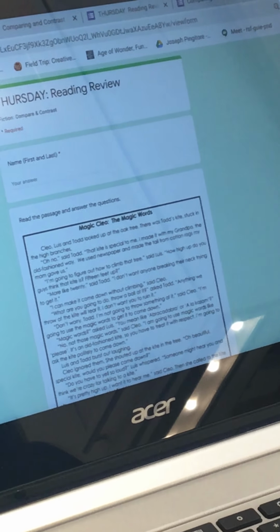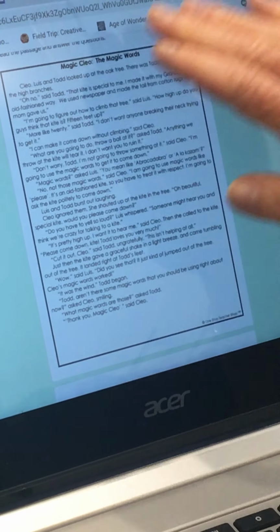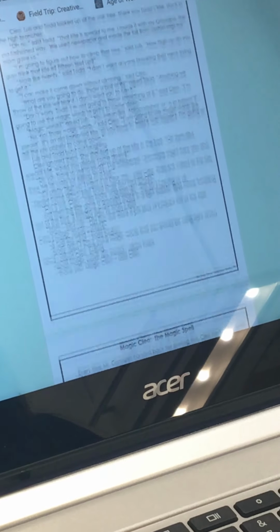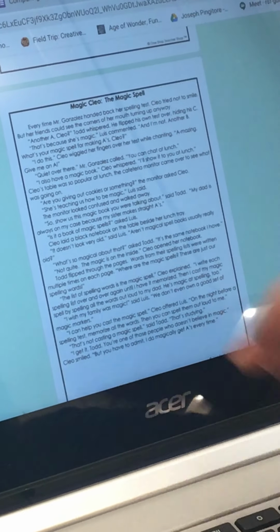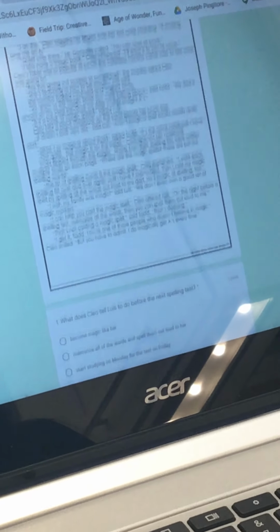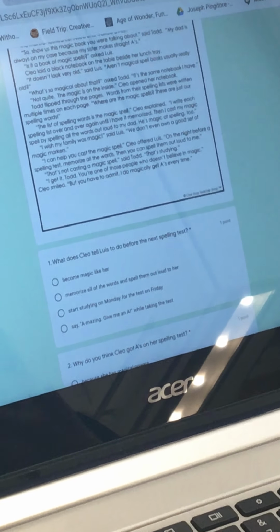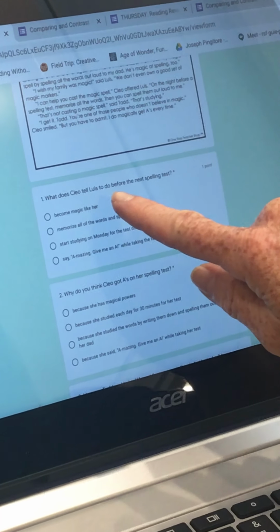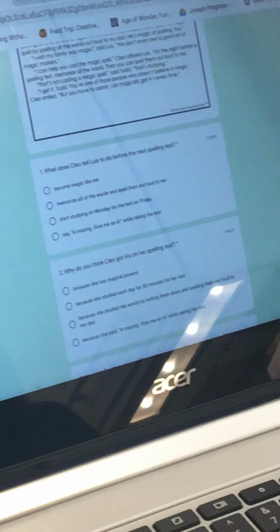Now, when you scroll down, you'll reread this passage, and then you will reread this passage. You can even time yourself to see if each day you're becoming a little bit faster with your reading. What does Cleo tell Lewis to do before the next spelling test?